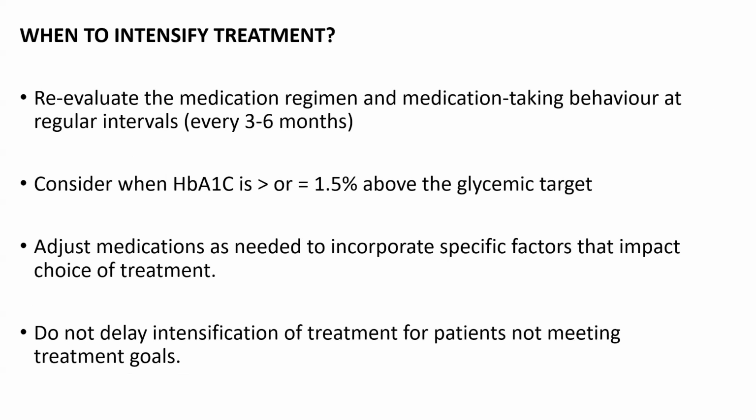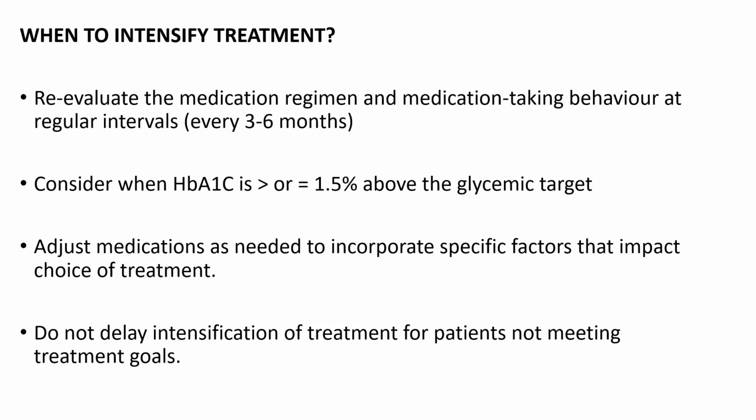And when to intensify treatment? Like I said before, initially we discussed when to start combination therapy. But this is about when to start a patient on a second drug when the patient is already on metformin. You consider intensifying when the patient is 0.5% above the glycemic target. This is done by re-evaluating the medication regimen and medication-taking behavior at regular intervals; say every 3 to 6 months, we need to monitor these patients.